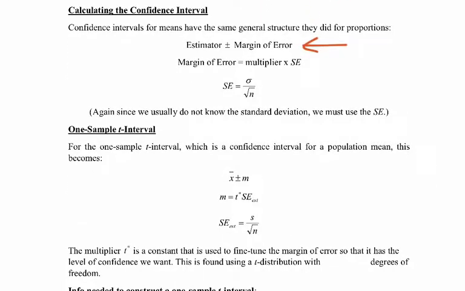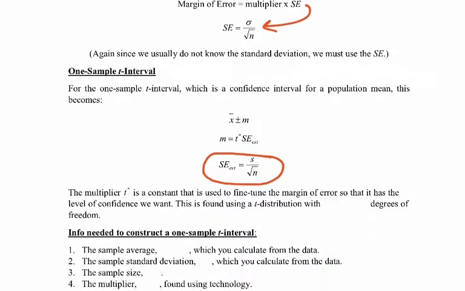So the margin of error that we're talking about is the multiplier times the standard error. And I'm going to show you the multiplier in a minute. The standard error is this formula right here, sigma divided by the square root of n. However, keep in mind, we probably don't actually know what sigma is. So instead, we're going to use an estimate for the standard error based on the standard deviation from our sample. And that's this formula I have circled below.